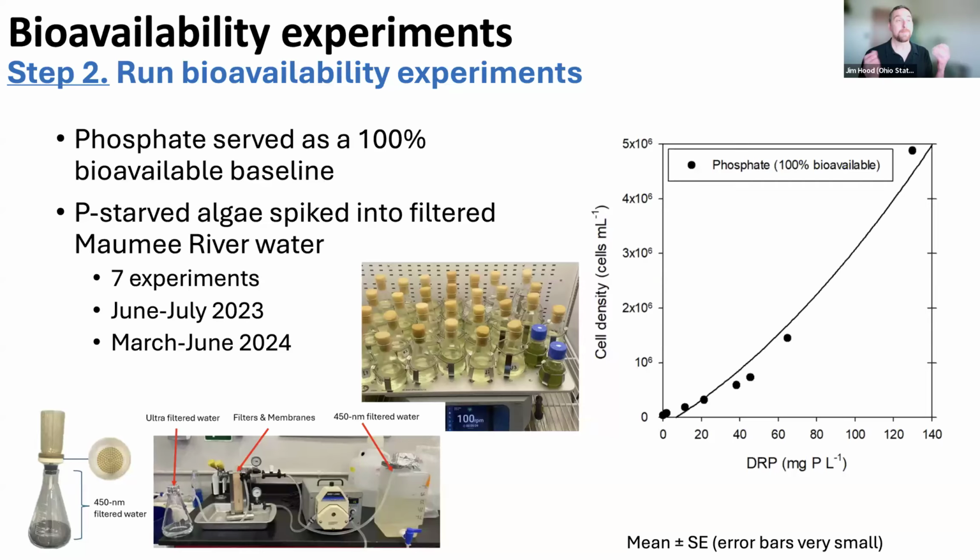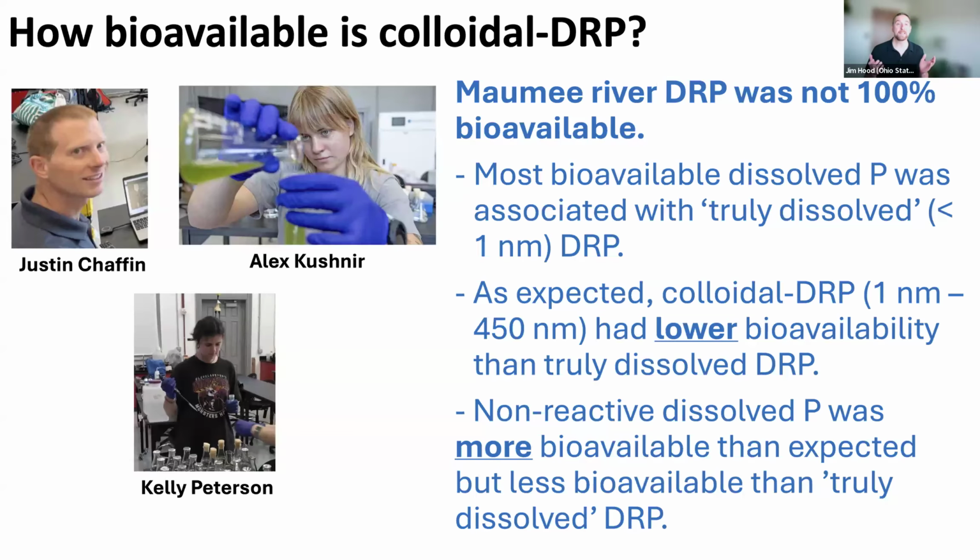They filtered it at 450 nanometers, and then they also filtered it at 1 nanometer, basically to remove all of the colloids. And then they spiked it with different levels of phosphorus, and also with phosphorus-starved algae, and looked at how the algae grew based on the level of phosphorus to assess the bioavailability. I don't have time to show you all their results, but I can summarize what they found. First, they found that Maumee River DRP was not 100% bioavailable.